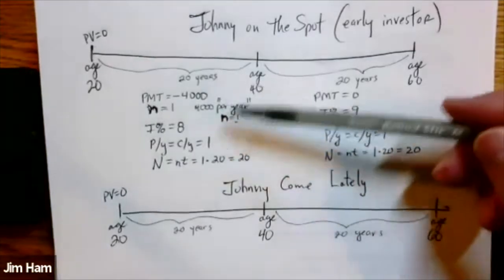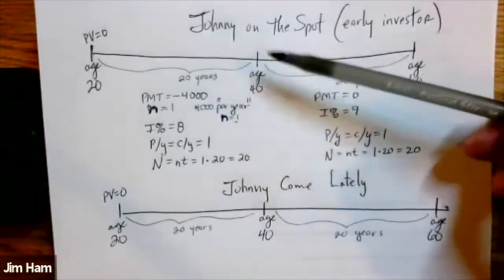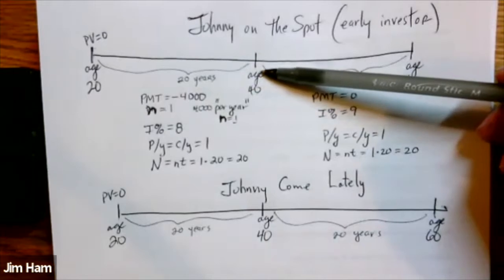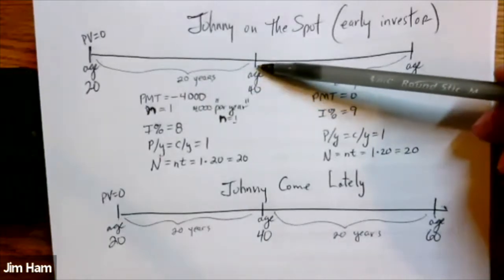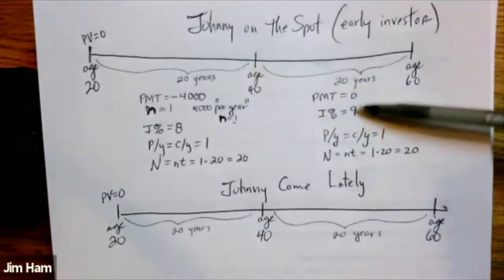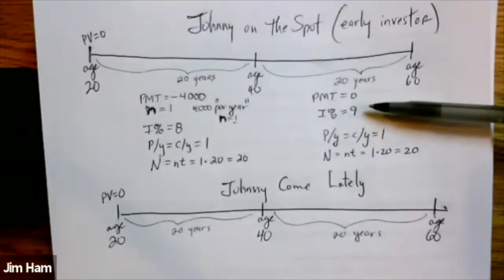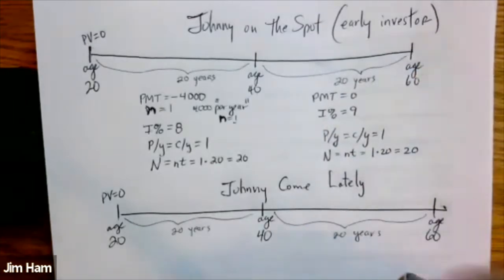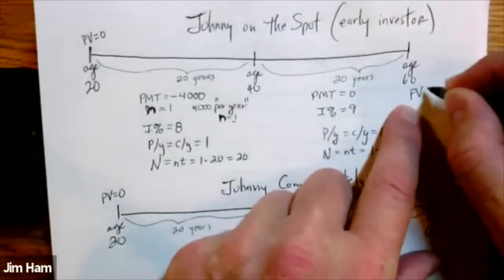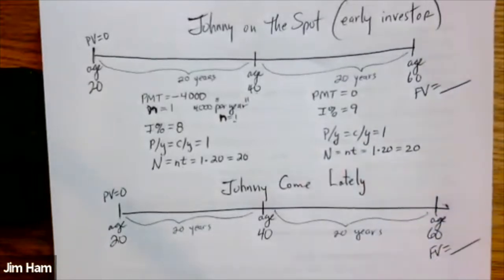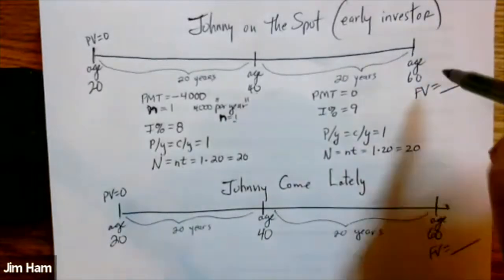Now here's what we're going to do. We're going to use one formula to calculate the future value here, to find out what he's going to have 20 years later when he's 40 years old. That becomes the future value. Then we're going to take all that money and invest it in this new account earning 9%, and figure out what the future value is here. So ultimately, we're interested in the future value at age 60 for both of these investors. And then we're going to compare these two.